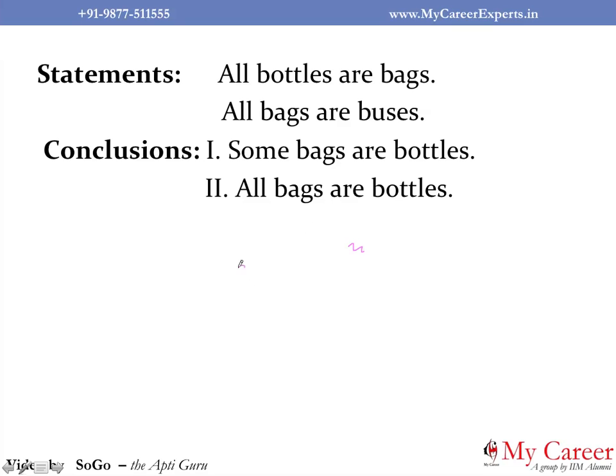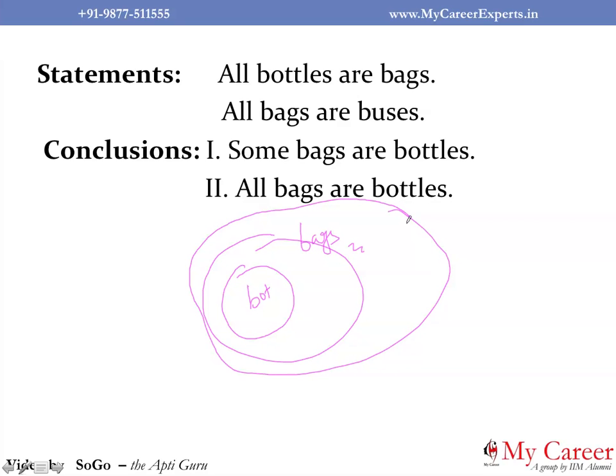All bottles are bags, so we have all the bottles in bags. All bags are buses. So some bags are bottles. Some bags are bottles. Yes, definitely. All bags are bottles. Not necessarily. So my answer is some bags are bottles. As only one conclusion follows, my answer is A. Are you clear with this? My answer will be A, because only the first statement is true. Can we go to the next question?